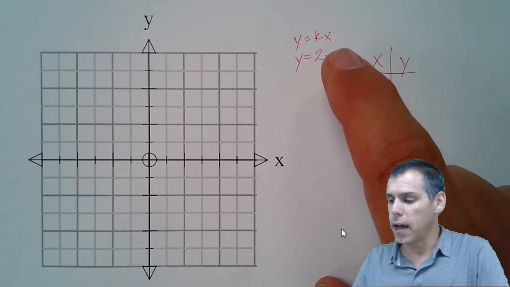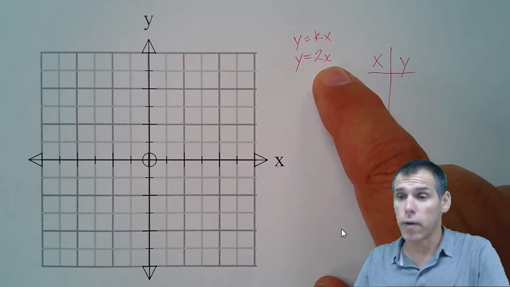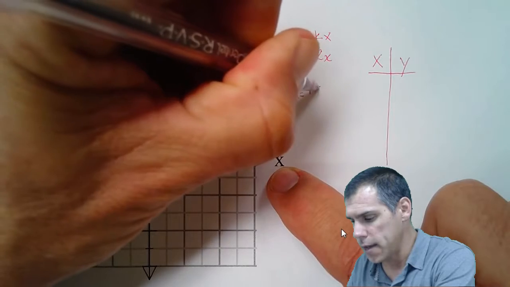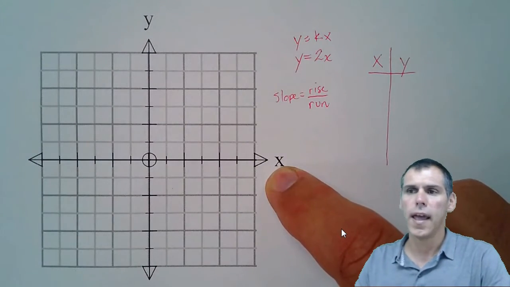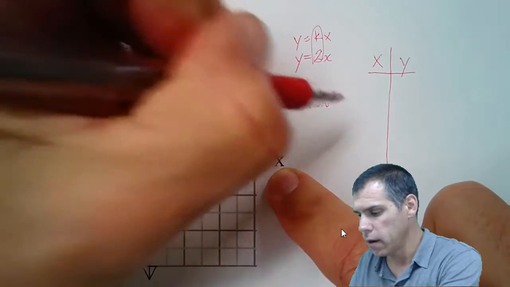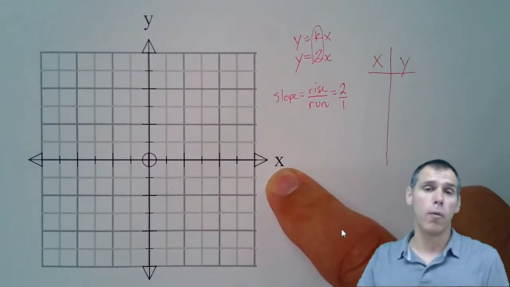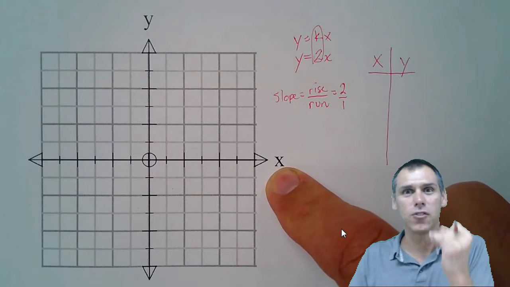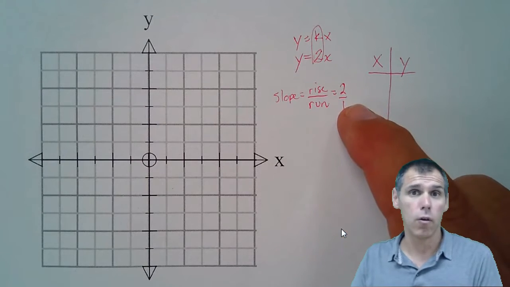And talking about slope, slope is the rise over the run. And since my slope is 2 right there, 2 can be expressed as 2 divided by 1. I'm turning that whole number into a fraction so I know what the slope is. It's up 2, rise 2, and run 1.